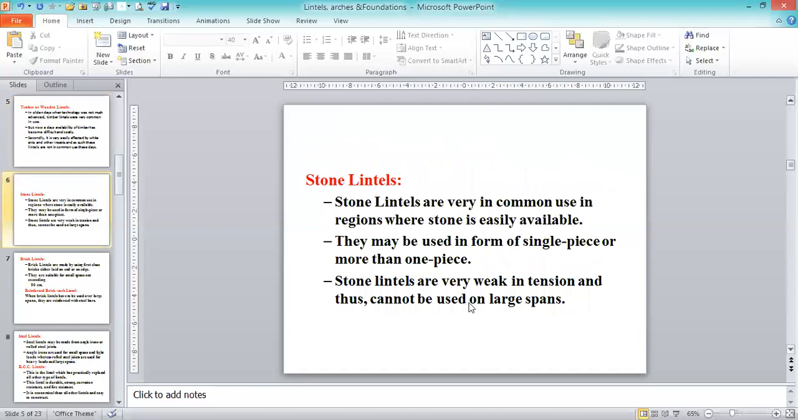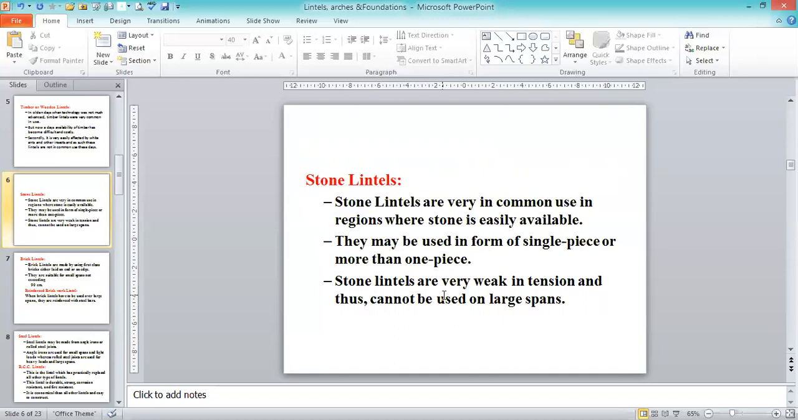Then the stone lintels. Stone lintels are commonly used in regions where stone is easily available. Always the first priority is the availability of the material. From a construction point of view, if material is transported from long distances, it becomes costlier. If it is available at the site itself, it is automatically reflected in the cost of construction. So if easily available, we can use the stone lintel.